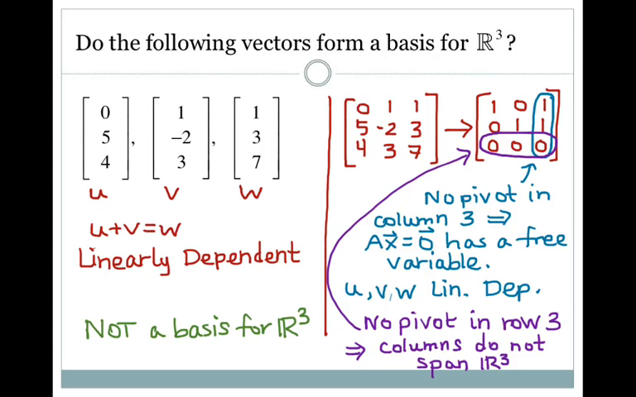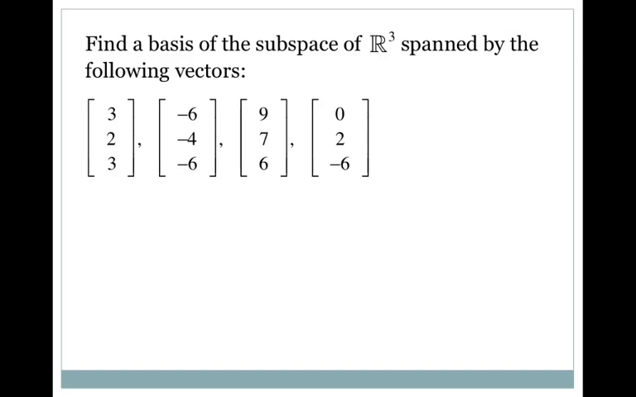Okay, now we're going to shift gears a little bit, and we're not looking for a basis for R3 anymore. We are looking at the subspace defined by the span of these 4 vectors. And we want a basis for that particular subspace. So we're no longer looking for something that spans all of R3. We're just looking for some vectors that span this subspace.